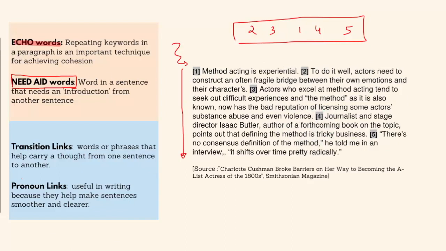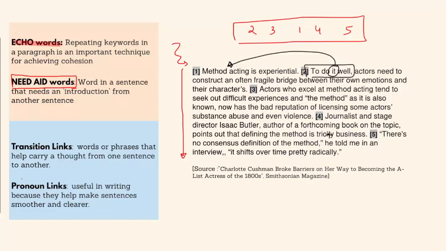So for example, this phrase here, to do it well. So this support has been created to do it well. We know that you're talking about method acting, so that phrase needs some aid. Any pronoun by itself needs aid from somewhere else. So you need that particular aid. So that's something that we can look at there.